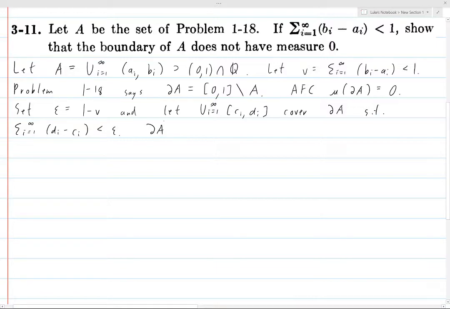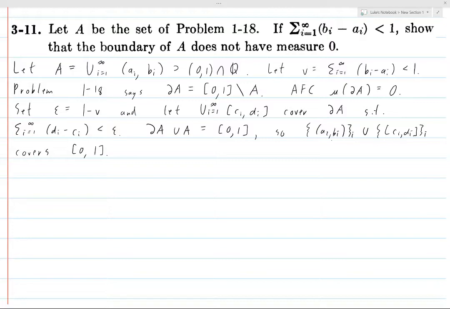Now, the boundary of A union with A is obviously the interval from 0 to 1, because the boundary of A is everything in this interval which is not in A. So what that means is that if we take all of the intervals (a_i, b_i) over all i, and we union that with all the intervals [c_i, d_i], then this must cover the closed interval from 0 to 1, because the (a_i, b_i) cover A, and the [c_i, d_i] cover the boundary of A. And when you put that together, you get the entire interval.